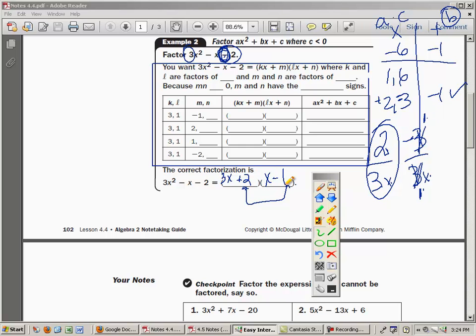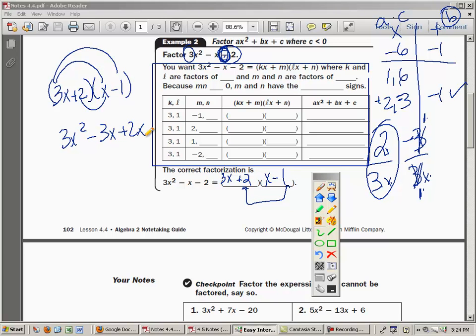Now once again, a good way to check is to go back and FOIL your product. 3x plus 2, x minus 1. 3x times x is 3x squared. So far, so good. 3x times negative 1 is negative 3x. 2 times x is plus 2x. And 2 times negative 1 is negative 2.